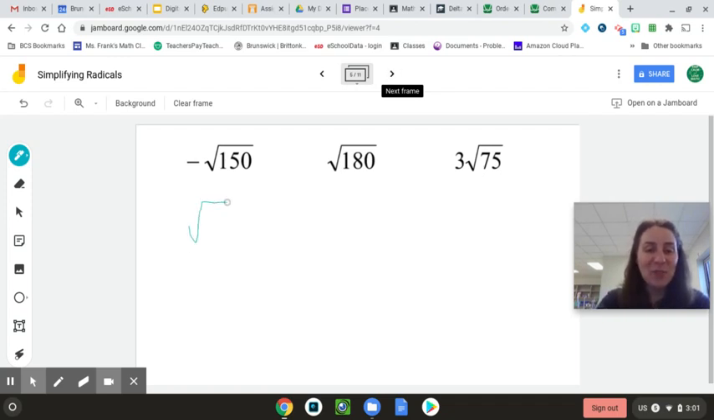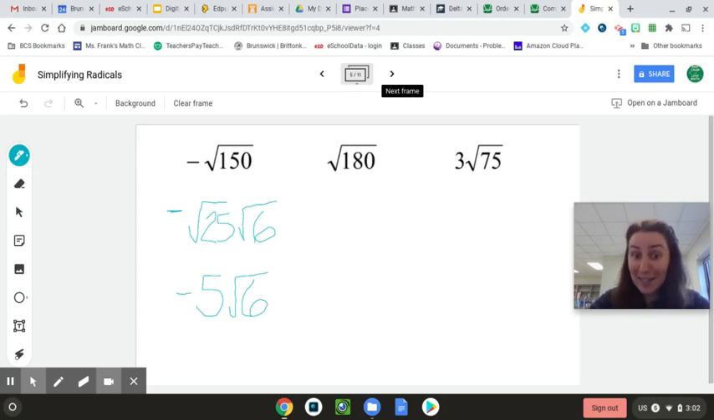So we have radical 25 times radical 6, because 25 times 6 gives me 150. I do want to bring down that negative sign that was in front because I don't want to forget about it. And then we take the square root of our perfect square. The square root of 25 is 5. I'm going to bring down the negative in front, and I'm going to bring down the square root of 6 after. And that is it.